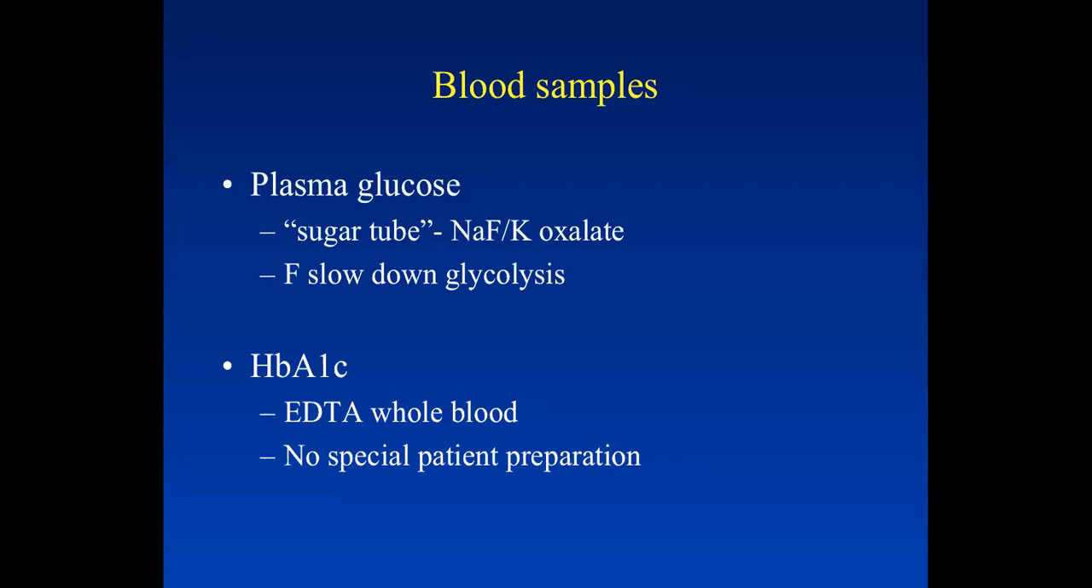For the HbA1c, it is whole blood, because we measure the glycated hemoglobin level. We lyse the cells and measure the glycated hemoglobin. So it should be sent in the EDTA tube, which is the tube we use for full blood count. The patient doesn't need to fast for HbA1c, or need any special preparation.